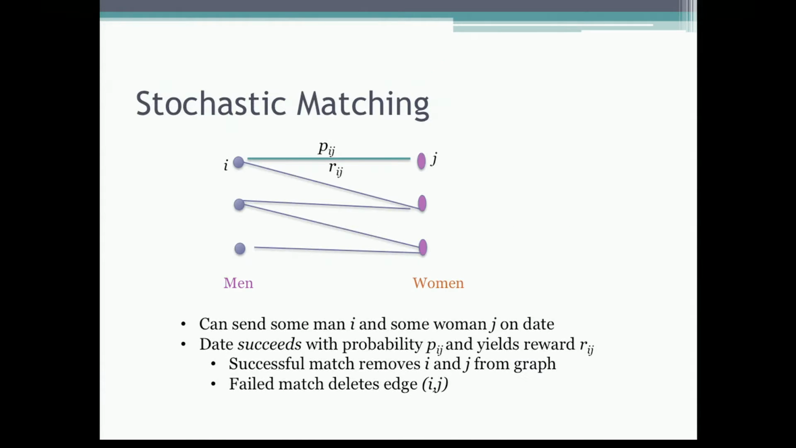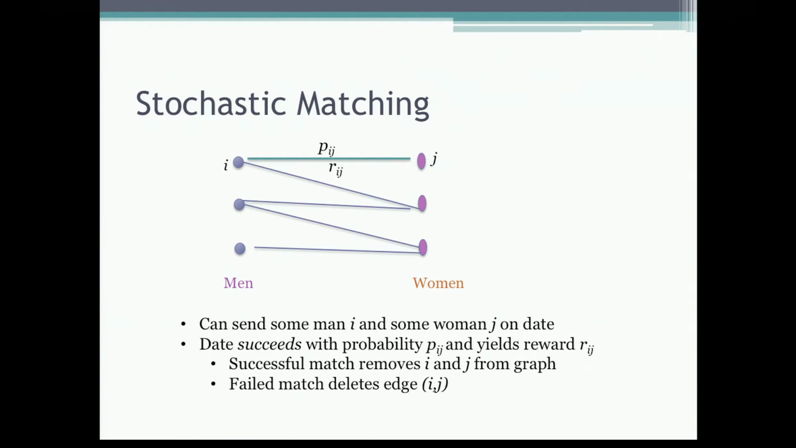Okay. So another problem is stochastic matching. And this has applications to things like kidney exchanges, dating sites. So as motivation, think of a dating site. You have men, you have women, and you can send some man i and some woman j on a date. The date succeeds with some probability Pij. Maybe you know Pij up front. Many of these dating sites have huge feature vectors, and using those feature vectors, they can calculate, okay, if we pair these two, what is the probability it will succeed? So these Pij values are known up front, and it yields some reward Rij. Maybe that's the amount of money they pay to the site.